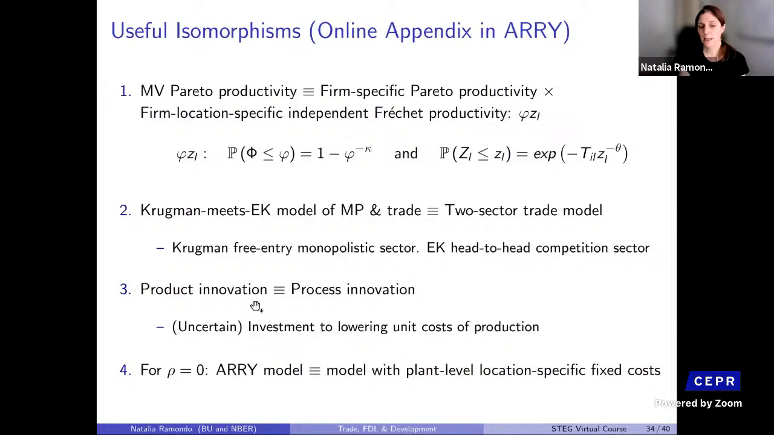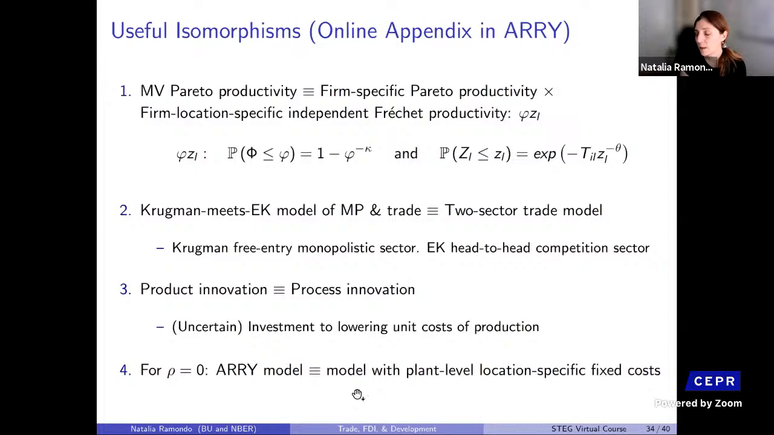But we show in the appendix that it's equivalent to have process innovation, where process innovation is just, you make some investment to lower the unit cost of production. And finally, and this one took us a long time, if you are willing to assume the model under independence, the multivariate Pareto with zero correlation, this model that doesn't have production fixed cost is equivalent to a model with production fixed cost, okay? Under some very mild conditions.